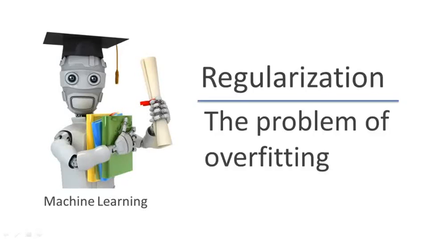By now, you've seen a couple different learning algorithms, linear regression and logistic regression. They work well for many problems, but when you apply them to certain machine learning applications, they can run into a problem called overfitting that can cause them to perform very poorly.